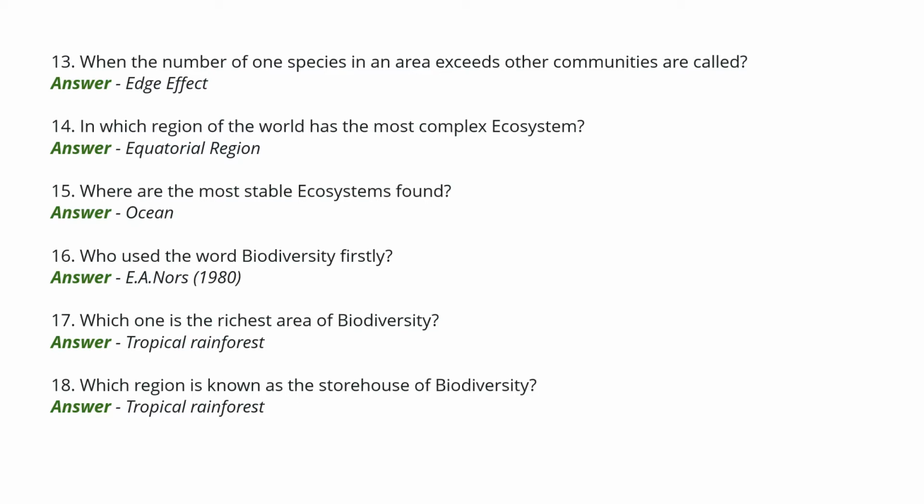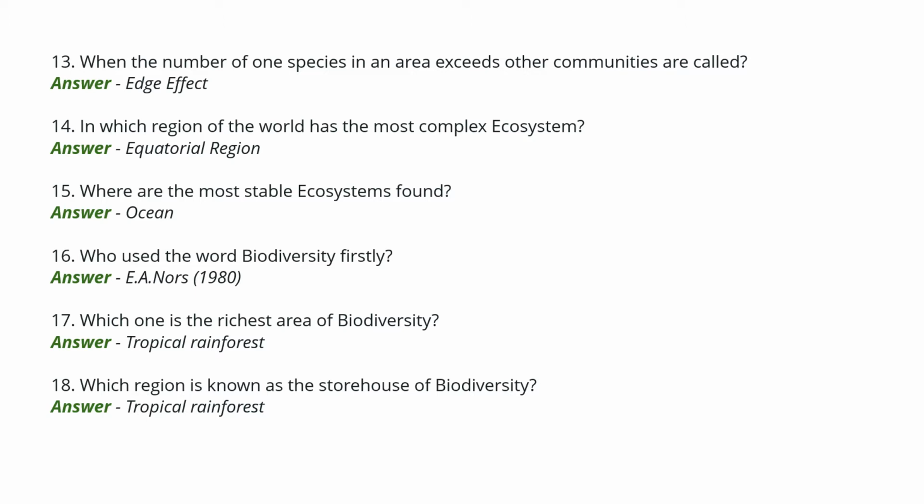Next question, question number 13. When the number of one species in an area exceeds other communities, it is called, I repeat the question, when the number of one species in an area exceeds other communities, the answer is edge effect. Edge effect refers to the changes in population or community structures that occur at the boundary of two habitats. Earlier we said that the boundary of two habitats is called an ecotone.